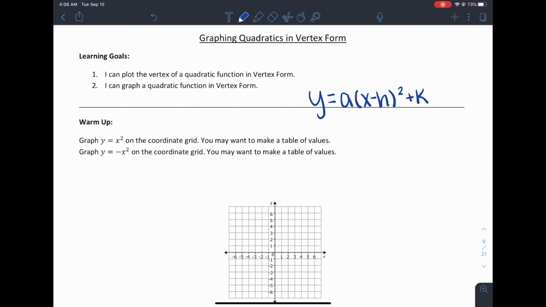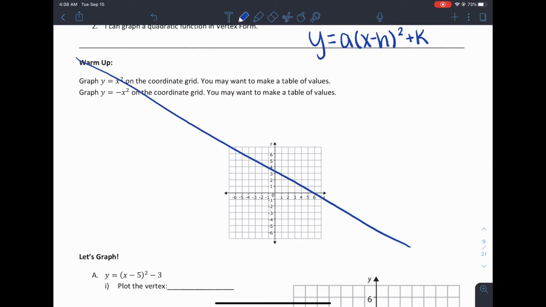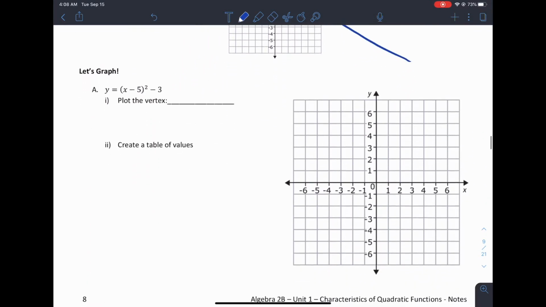I'm going to go ahead and say we're not going to do this little warm-up activity in this video, so you can ignore it for now. But what we're going to do is just practice, okay? So we have y equals x minus 5 squared minus 3.